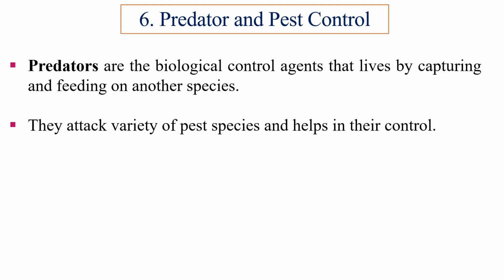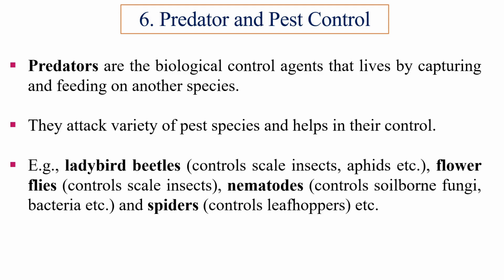Some of the predators include ladybird beetles, which control scale insects, aphids, etc., and flower flies, which control the scale insects. Nematodes control soil-borne fungi, and spiders control leaf hoppers, etc. Biological control agents of weeds include seed predators and plant pathogens.